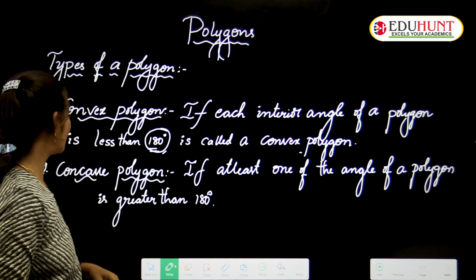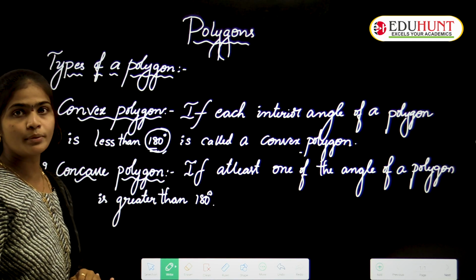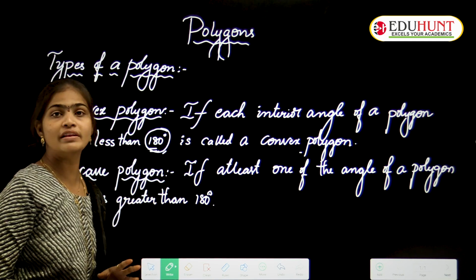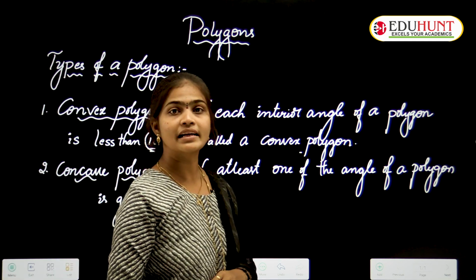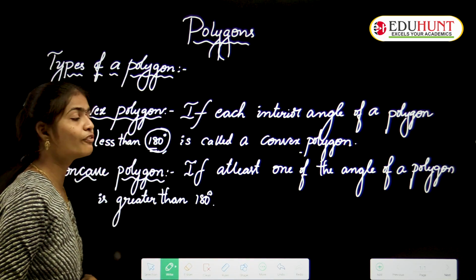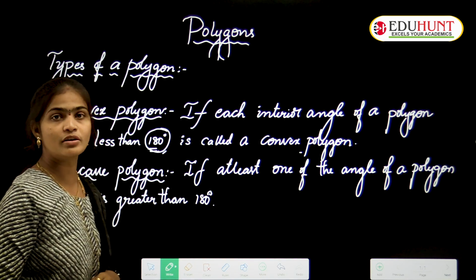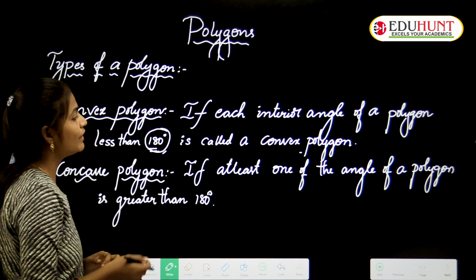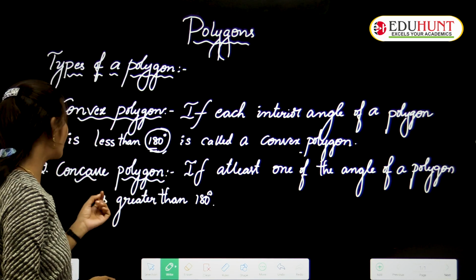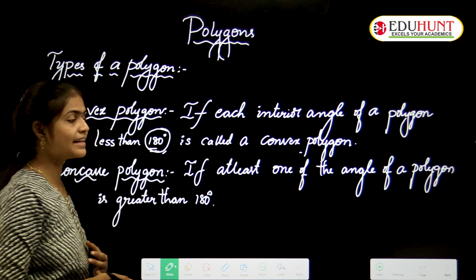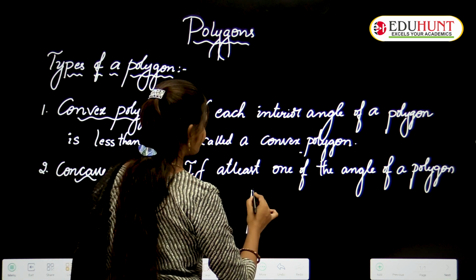Okay, see the difference here. A concave polygon means if at least one angle of a polygon, either interior or exterior angle, any one angle of a polygon is greater than 180 degrees, which means, see here.